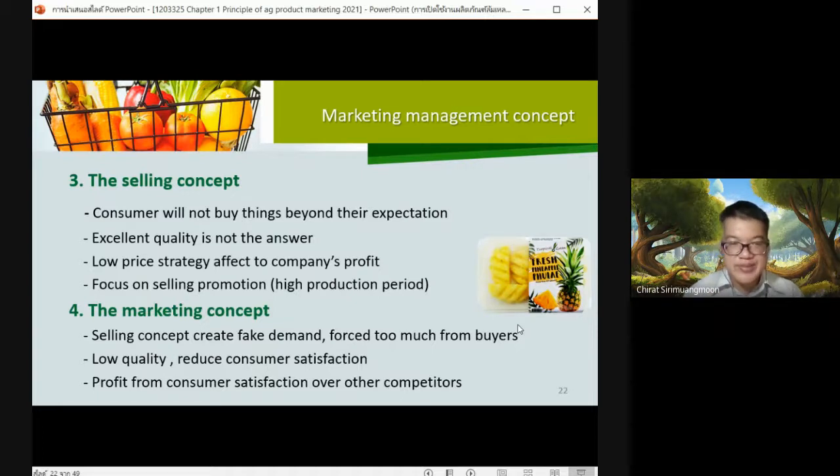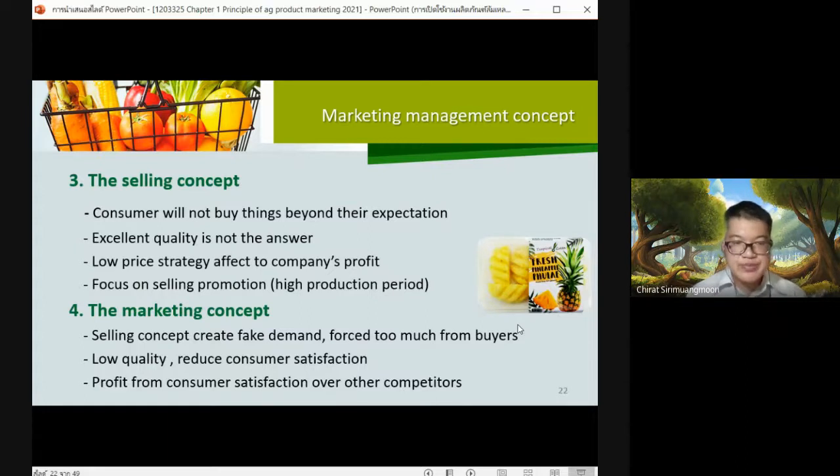And the fourth one is about the marketing concept. I think some of you might not be clear about selling concept. Maybe I'll talk about marketing concept and then we can compare it. Okay. So marketing concept is, sorry.